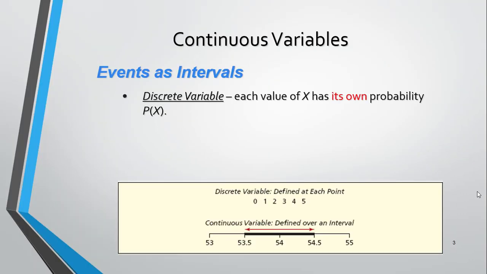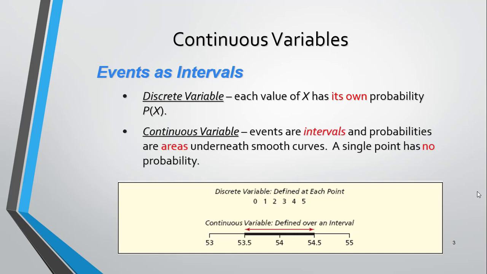First, for continuous variables. Remember when we talked about discrete variables last time, each value of discrete variable x has its own probability, or P(x), right? But for continuous variables, the events are not at discrete points, but are intervals, and probabilities are areas underneath smooth curves. So a single point has no probability in this case.